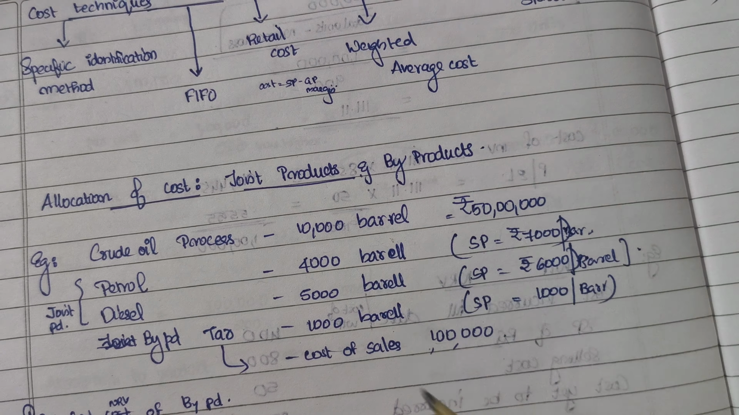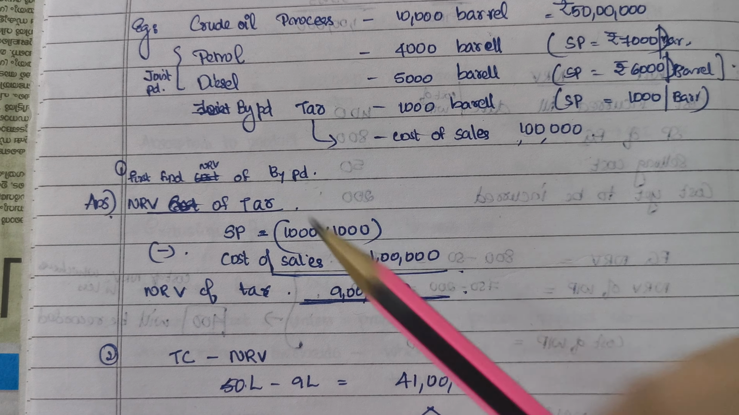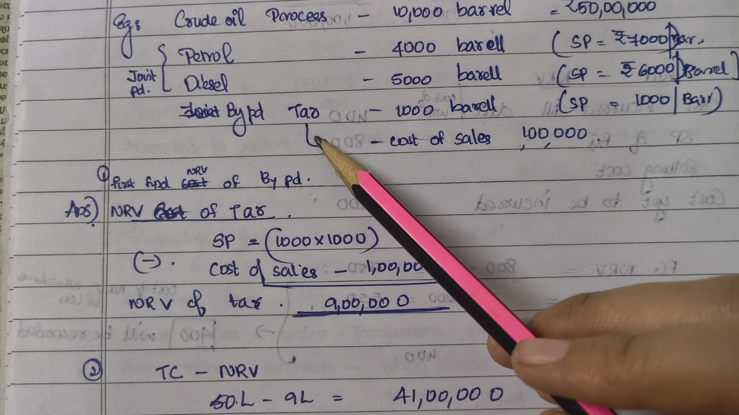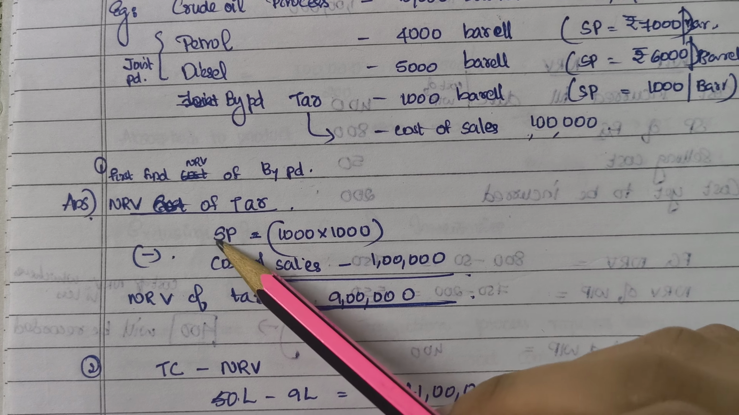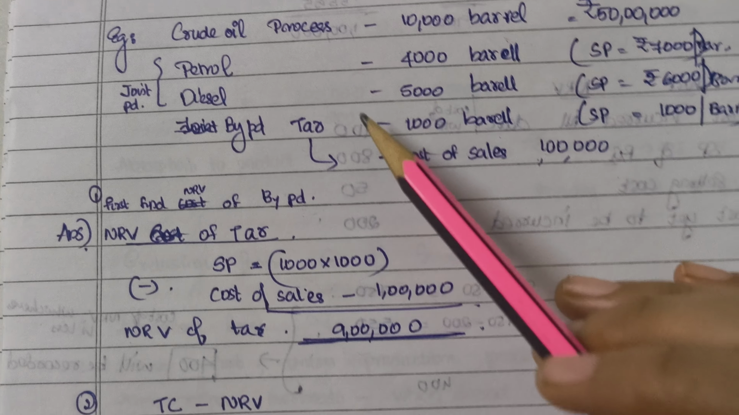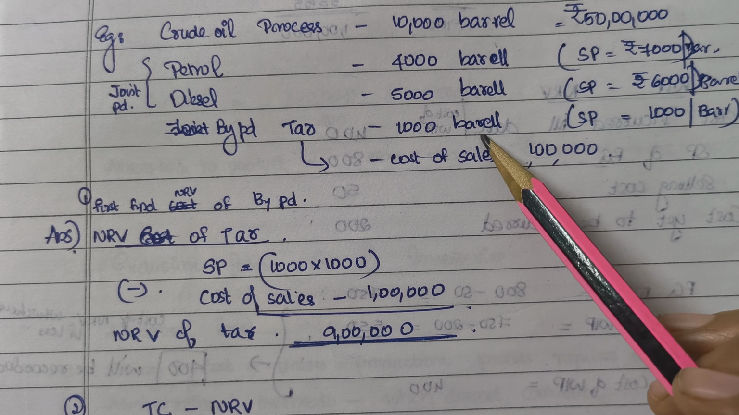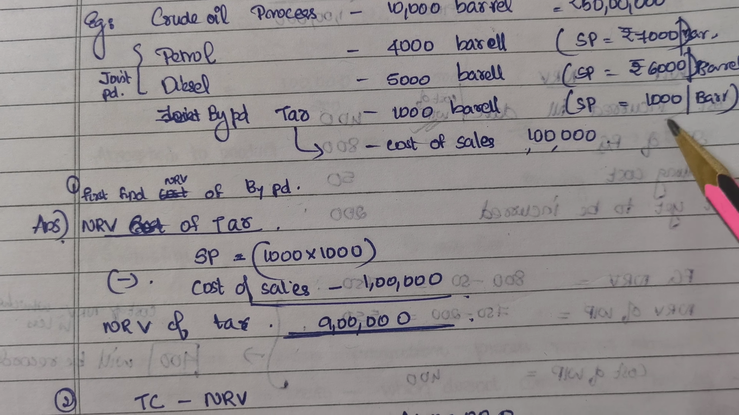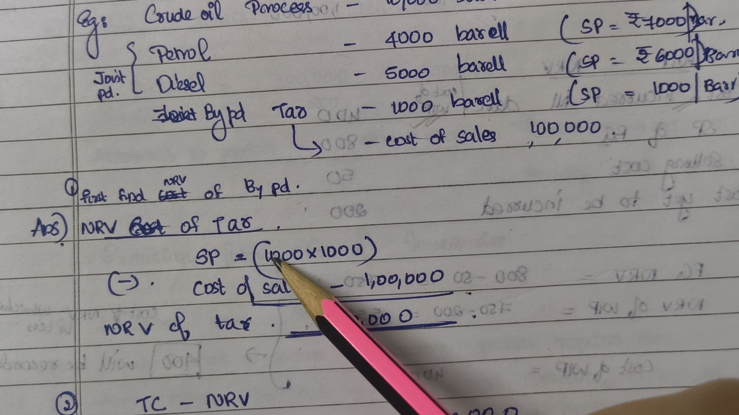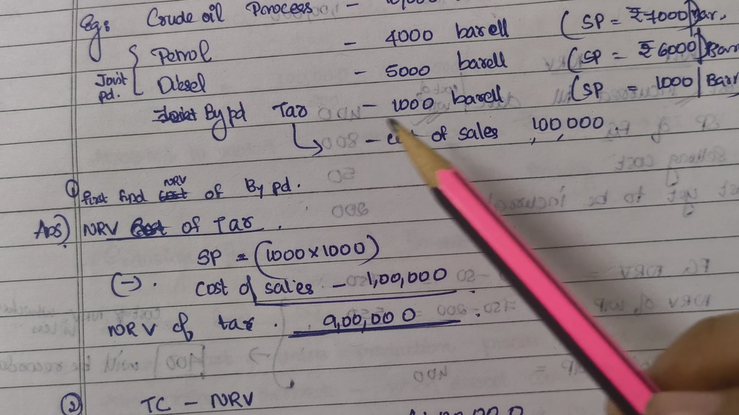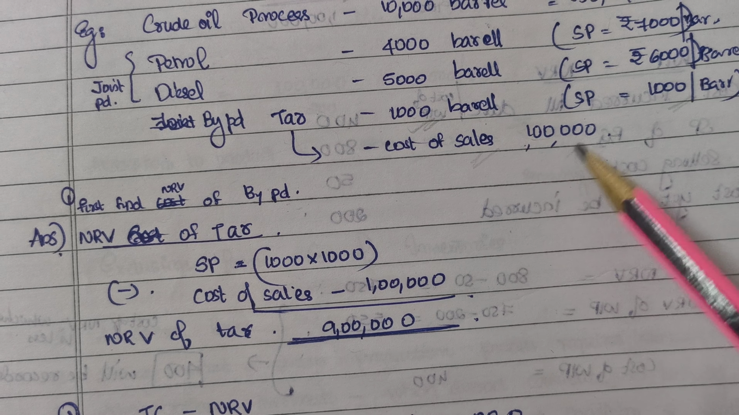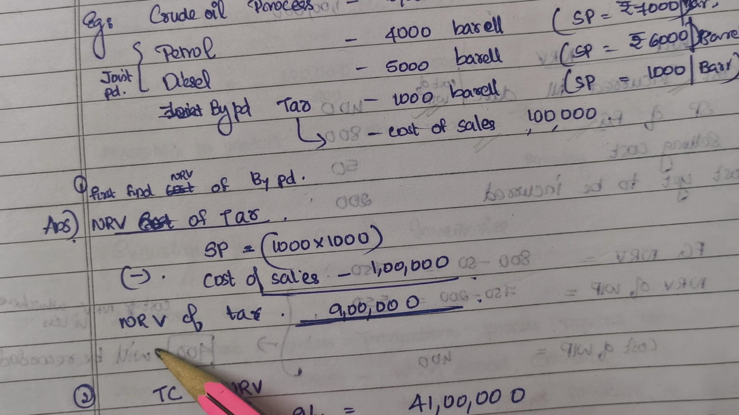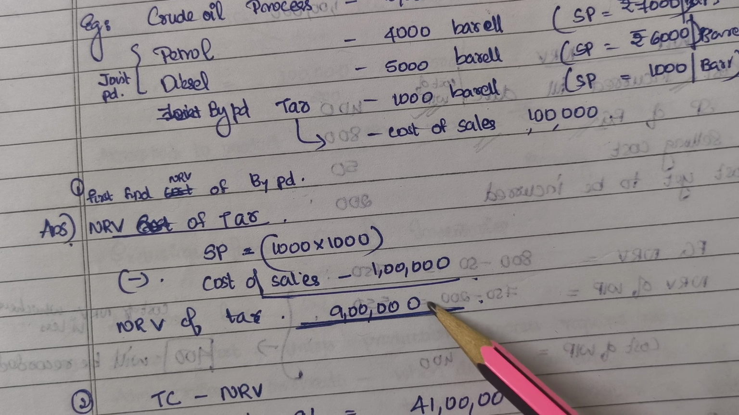For that, there are different steps. The first step is to find the NRV of the byproduct. NRV of the byproduct is sale minus cost of sales, right? So what is the selling price of tar? There are 1,000 barrels at 1,000 each, right? So selling price is 1,000 into 1,000, minus cost of sale of tar, 1 lakh. So we will get the NRV of tar as 9 lakh.